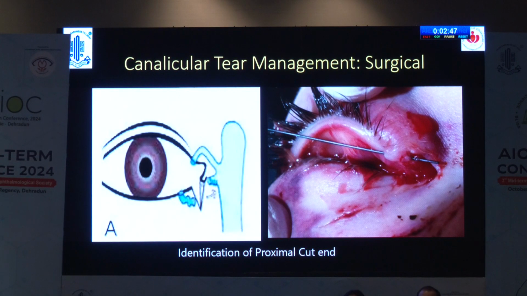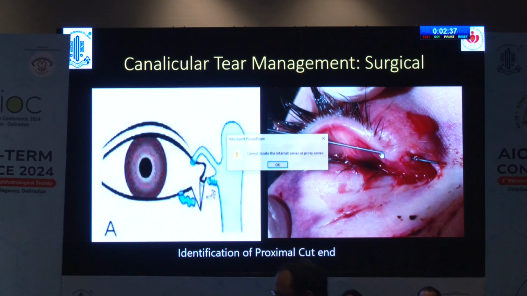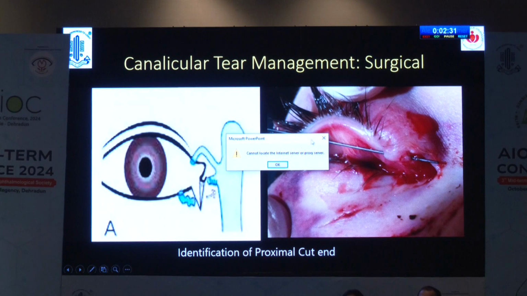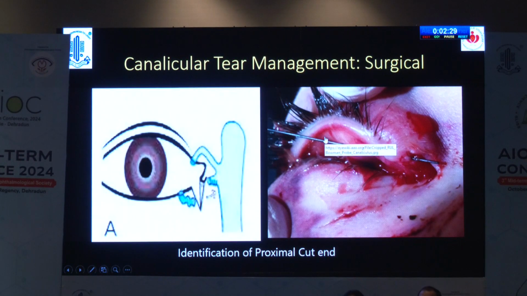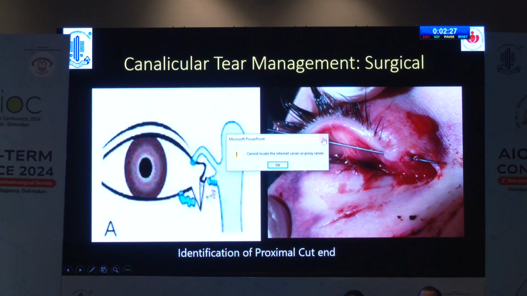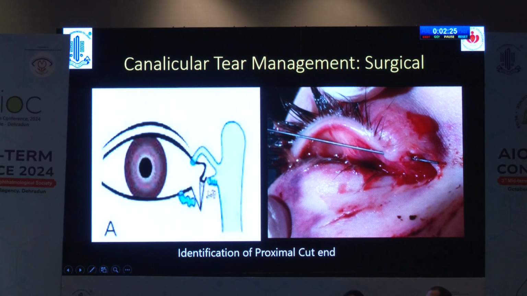Now the first step in canalicular stenting is to identify the cut end. So this is a proximal cut end. This is very easy to identify. You just pass the probe through the punctum, and you can see it coming out through this cut. This one is a distal cut end, which is more difficult to identify.